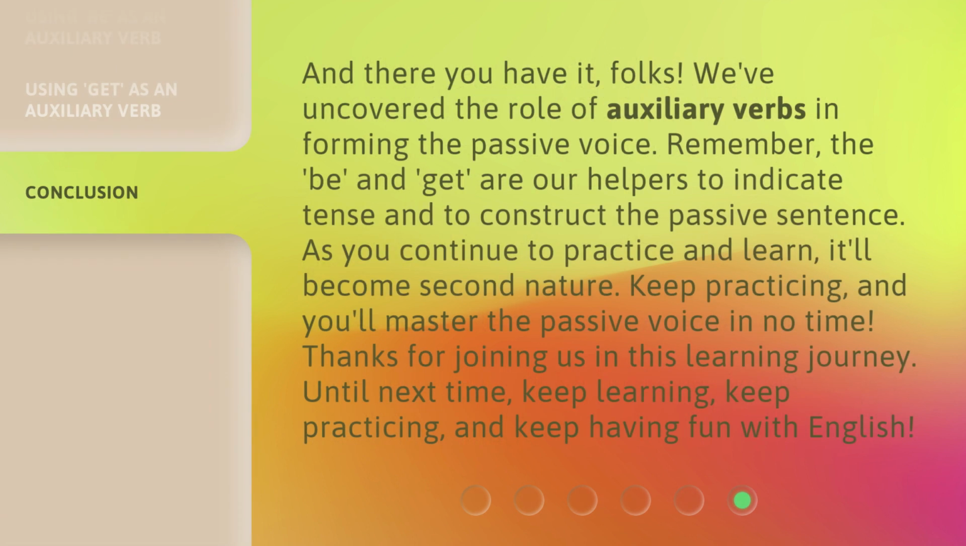And there you have it, folks. We've uncovered the role of auxiliary verbs in forming the passive voice. Remember, the be and get are our helpers to indicate tense and to construct the passive sentence. As you continue to practice and learn, it'll become second nature. Keep practicing, and you'll master the passive voice in no time.